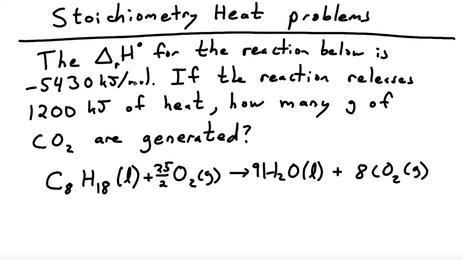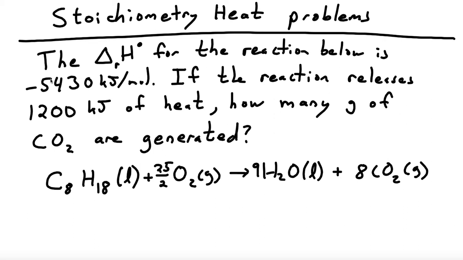And notice that we're given a specific amount of heat for a specific example of this reaction. So we burned a certain amount of stuff and got this much heat released. And the question is how much mass of carbon dioxide is generated when we do that. So the question is, what does this number mean? Kilojoules of heat per mole of what?